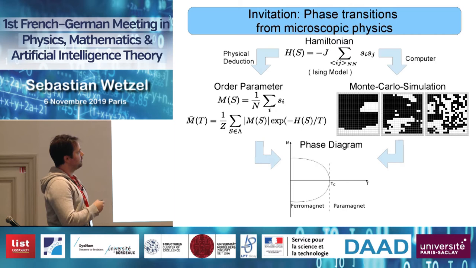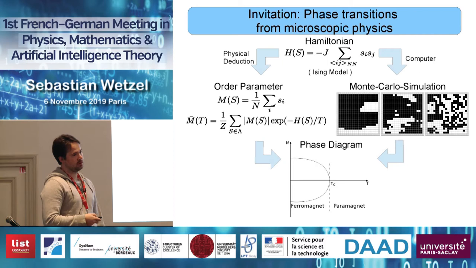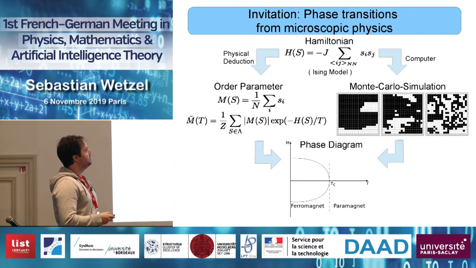On the other hand, we performed Monte Carlo simulations where we evaluate the order parameter. And what Julian did, he replaced the Monte Carlo simulation with an artificial neural network. What we are doing, we are replacing the physical deduction of the order parameter with a neural network.